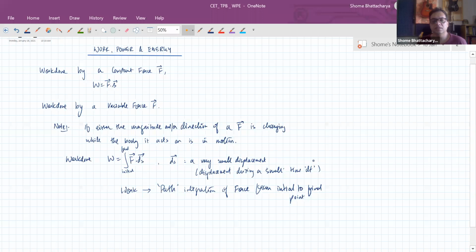So that's ds, and of course F over here is the instantaneous value of force during the displacement ds. So at the moment when that very small displacement is happening, whatever the instantaneous value is, that is the value of F in the integration. So just make a note of this. We will continue from this.